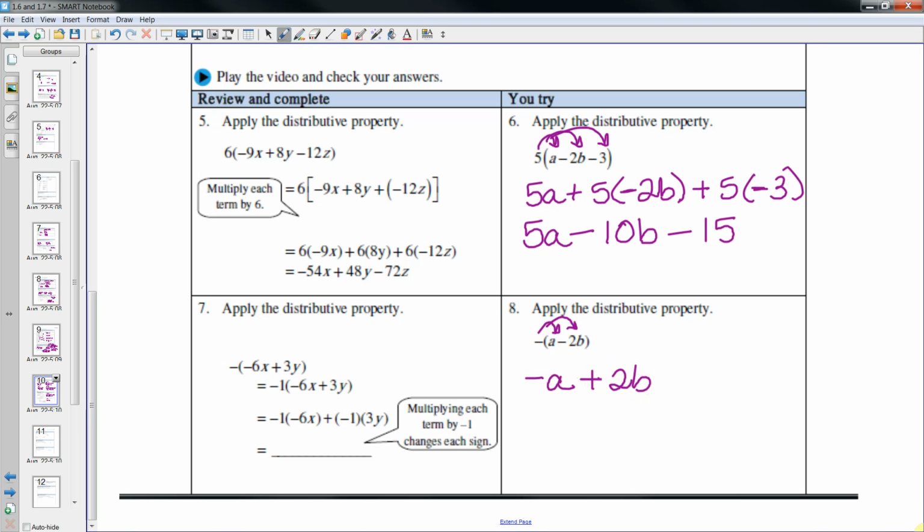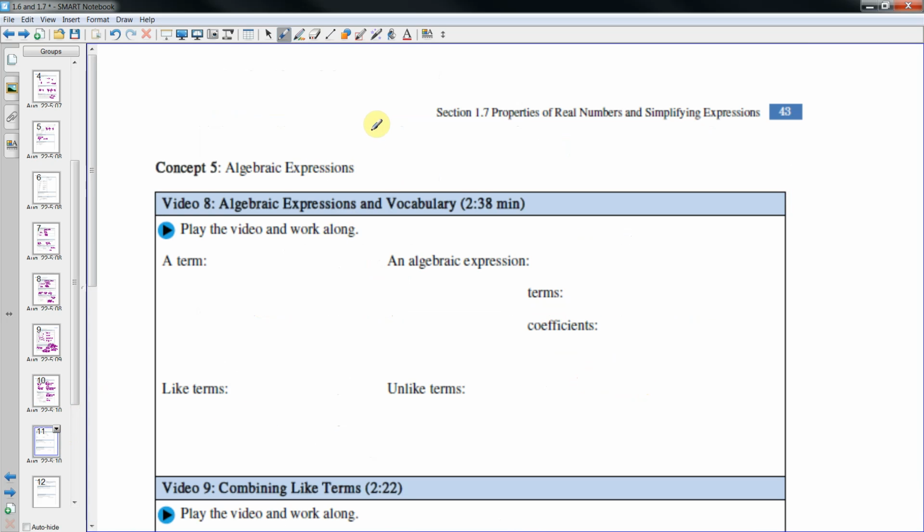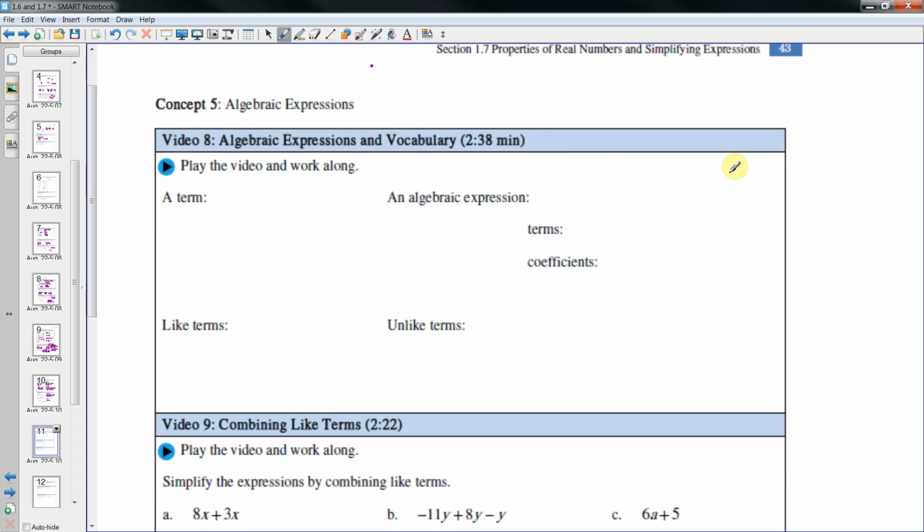Okay, let's look at the next page. Click on it. Alright, simplifying expressions. So there was your properties. Now we're going to do some simplifying expressions.